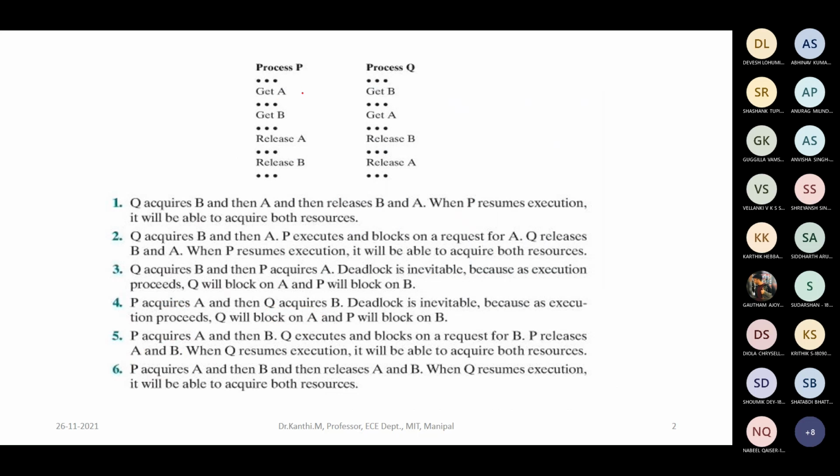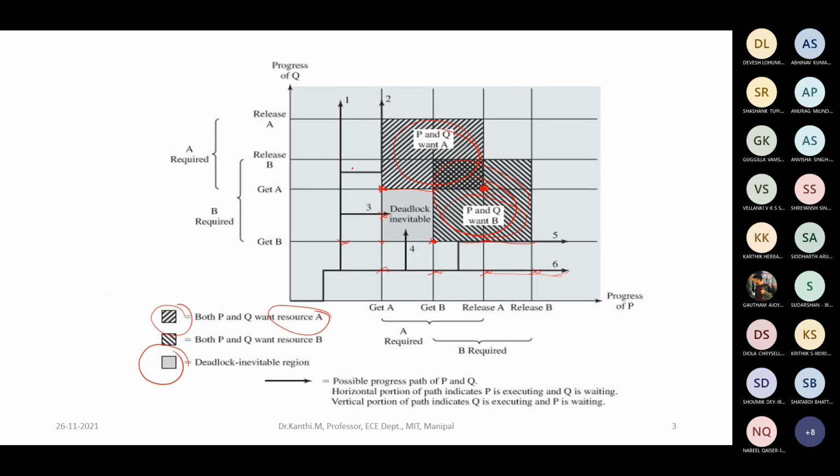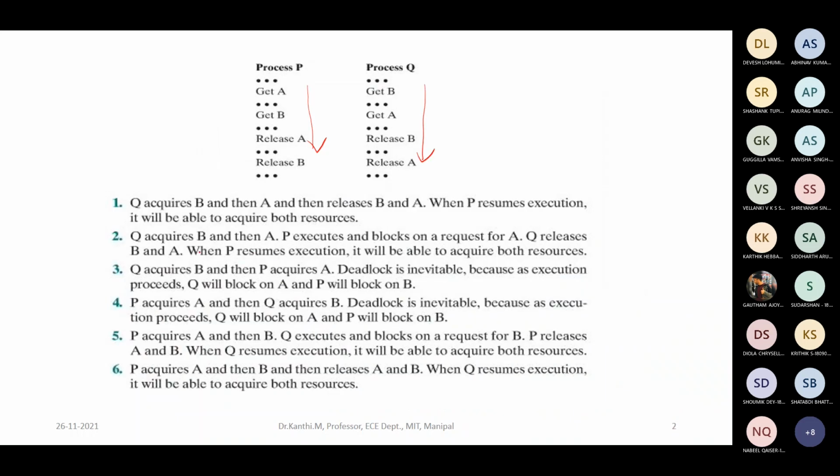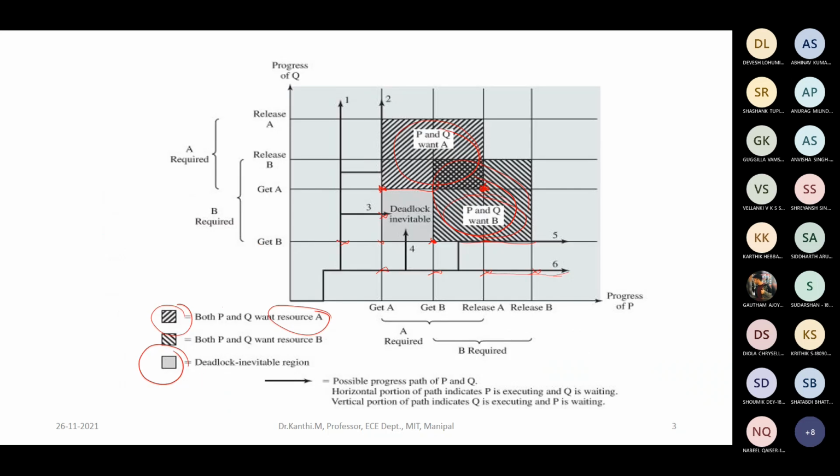I hope you understood. This is the sequence given for process P and the sequence given for process Q. In the first line which I have shown, Q acquires B and then A, then releases B and A. Then P resumes execution, it will be able to acquire both resources. This is situation 1.